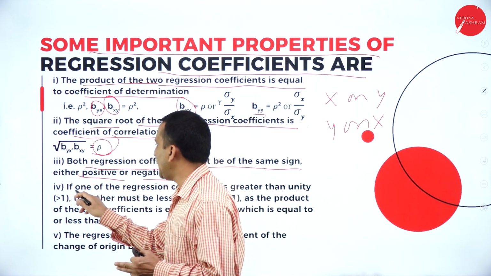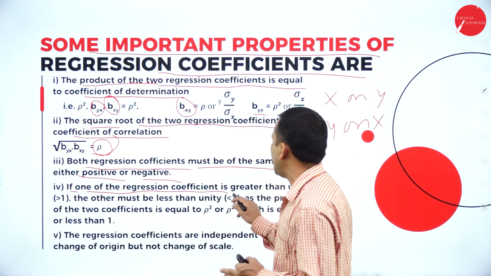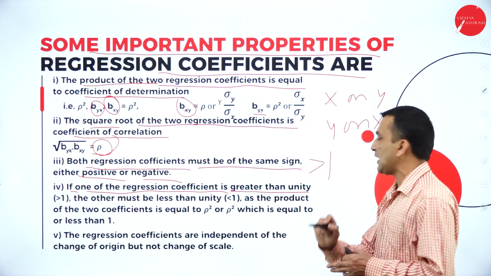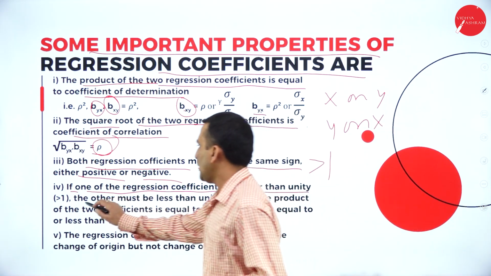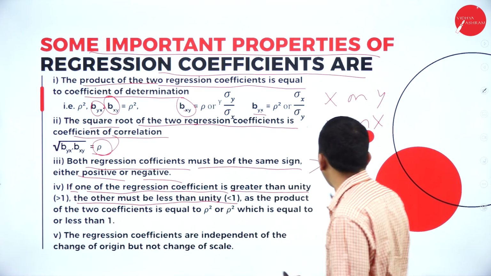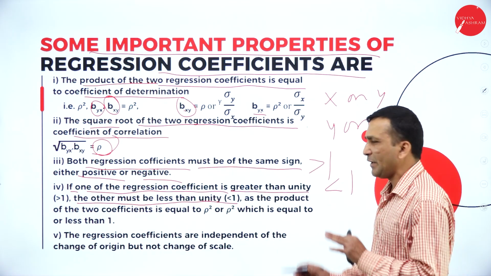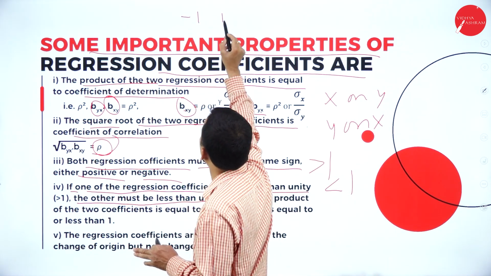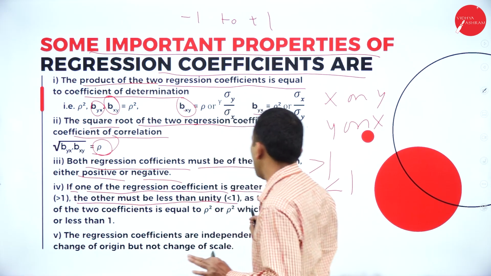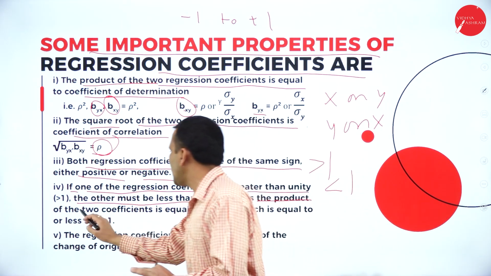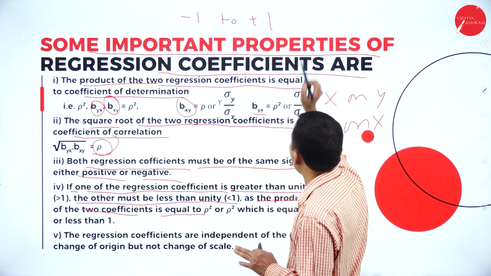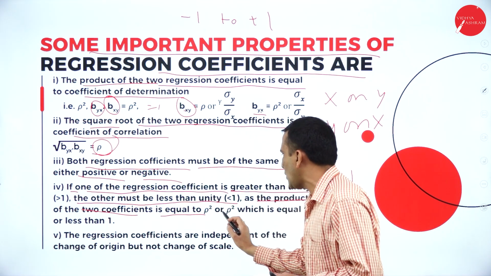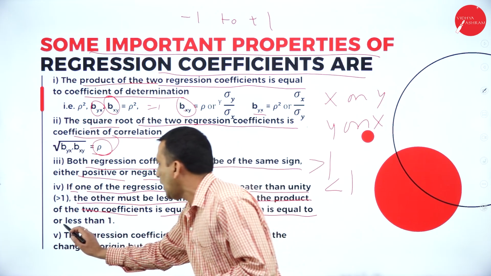Now the fourth property: if one of the regression coefficients is greater than unity, meaning greater than 1, then the other must be less than 1, because the correlation always lies between -1 and +1. The product of the two coefficients, after multiplying, is r squared, which is equal to or less than 1.